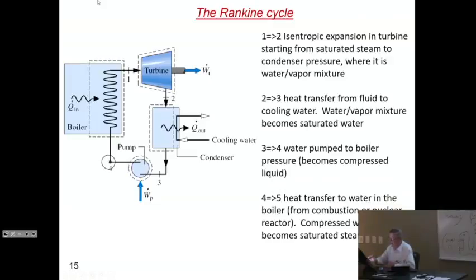Now, finally, we have 4 to 1. This should have been a 1. That is heat transfer to the water from the boiler. Now, that heat transfer does two things. First, it heats the water, and then second, it makes steam.